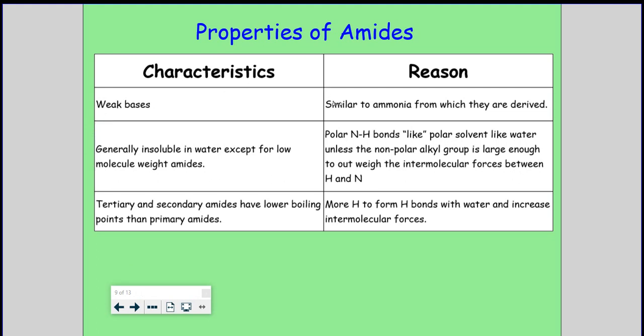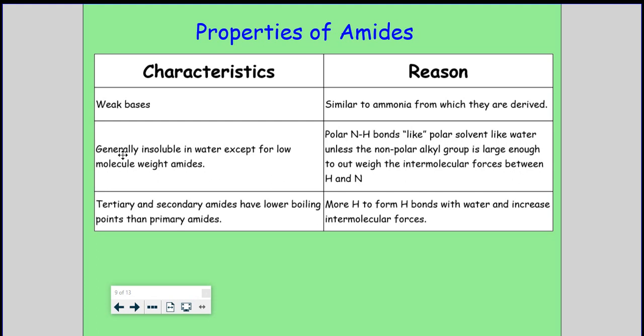Again, it came from amines, and amines come from ammonia. So ammonia, if you recall back to grade 11, Bronsted-Lowry acids and bases. So acids donate protons, bases receive protons, receive those hydrogen ions. And for that reason, because we still have that ammonia characteristic, it can receive hydrogen ions, so it can therefore act as weak bases.